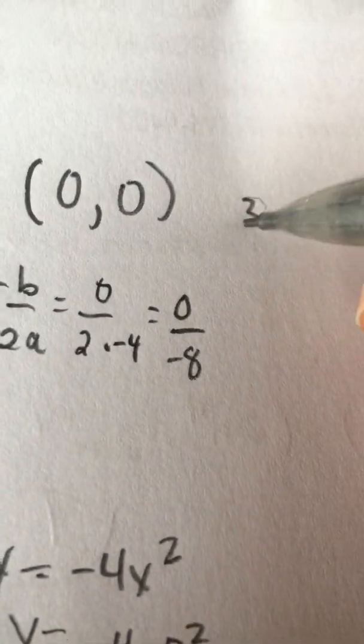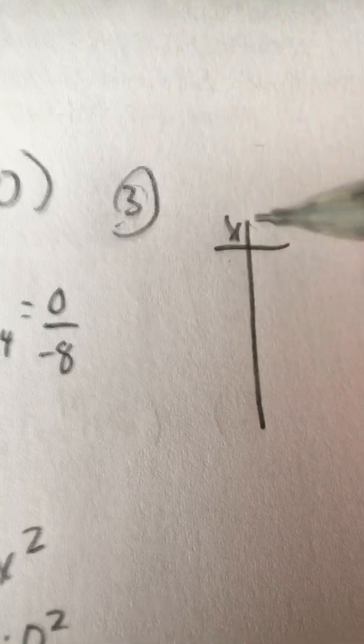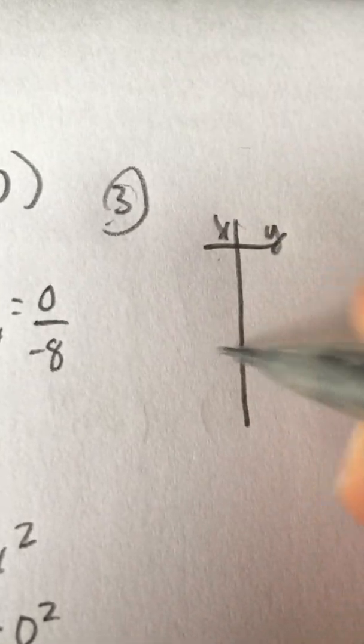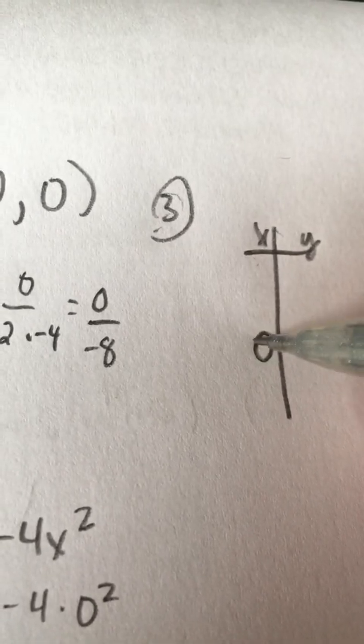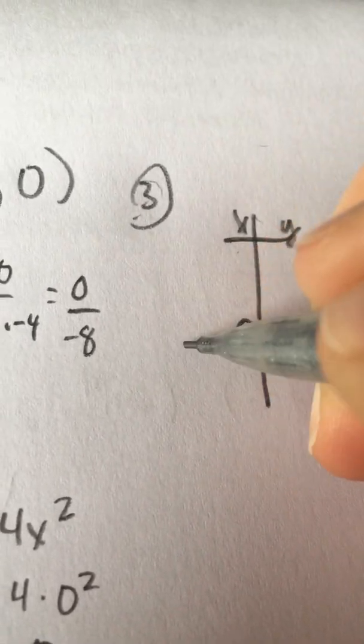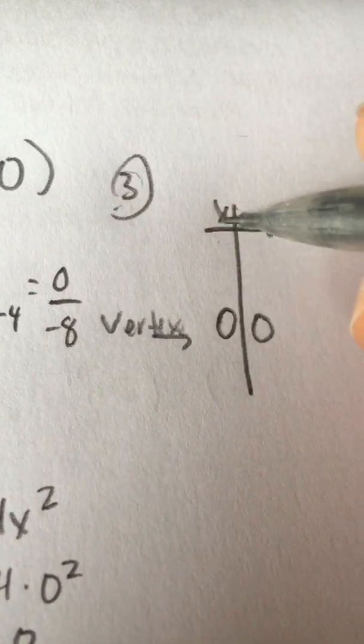Step 3, make a table. We put the vertex where? We put the vertex in the middle, like where your third point would go. Middle of the table goes your vertex. Then you adjust your points off of that.